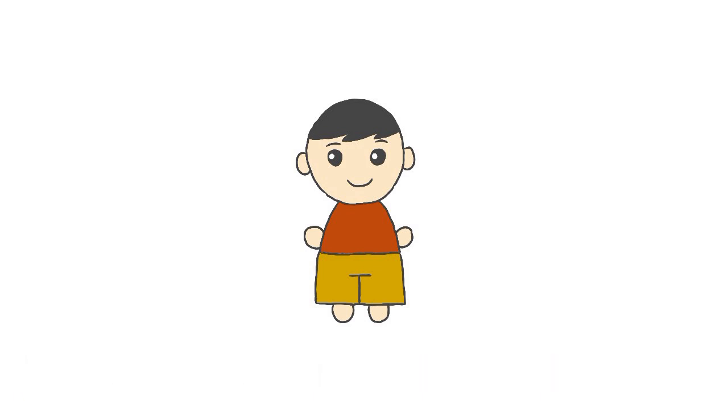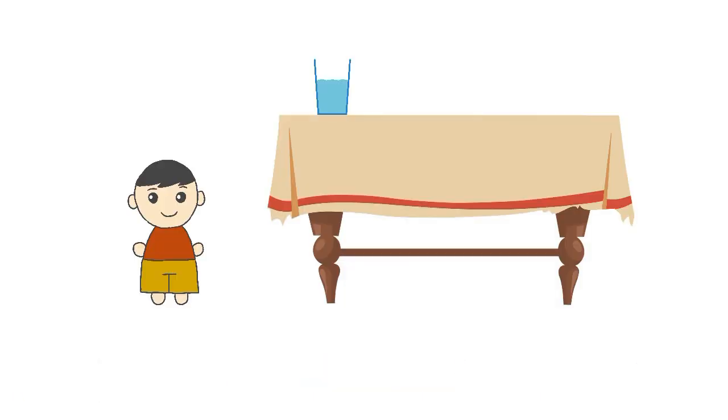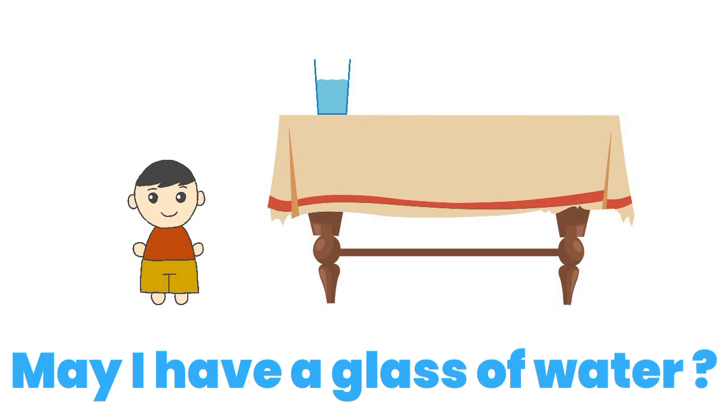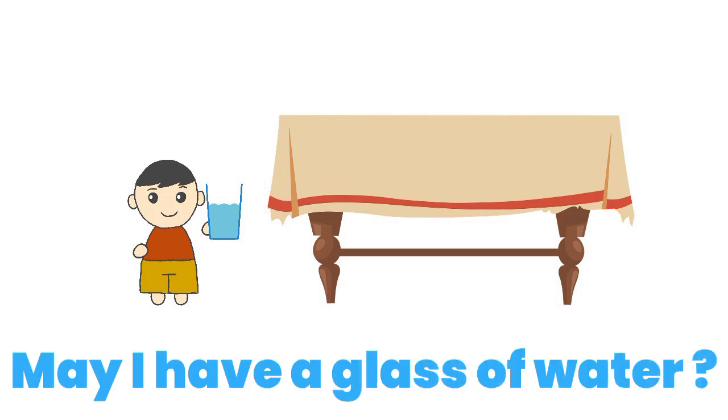Let's say it together with Bob. On the count of three, we will help Bob ask for a glass of water. Ready? May I have a glass of water? Let's repeat. May I have a glass of water? That was amazing! Bob asked for a glass of water by saying, "May I have a glass of water?"